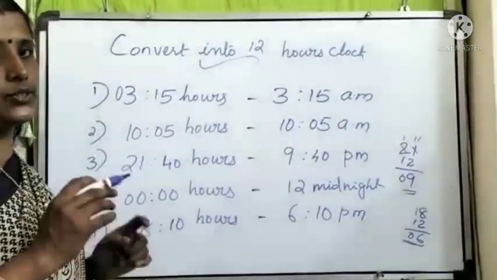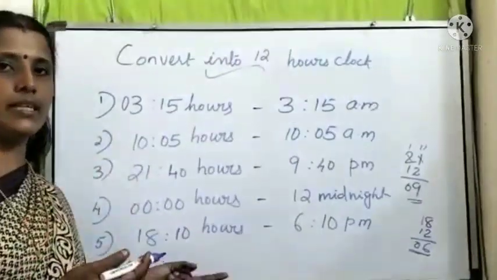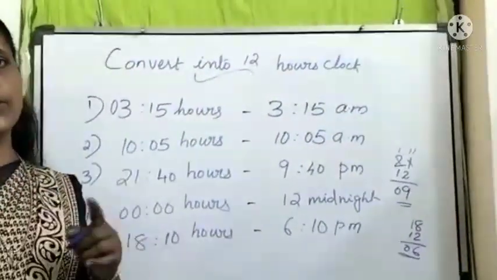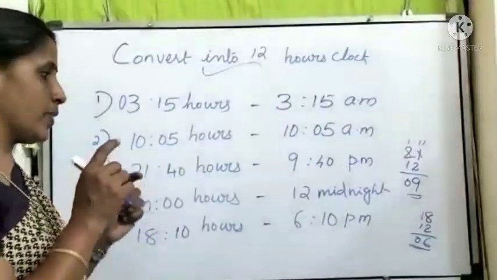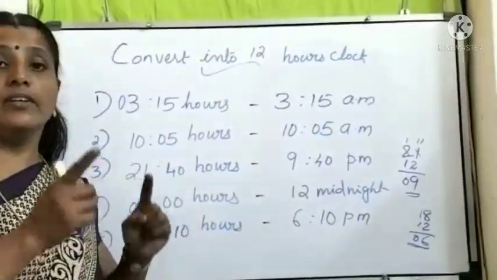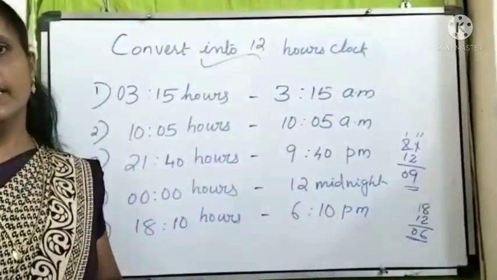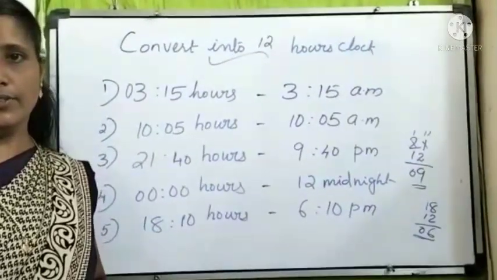Understand all of you? In 12 hours clock, AM is the morning time and PM is from 12 noon to 12 midnight. So, that way we have to identify whether it is morning or evening time. Understand all of you?